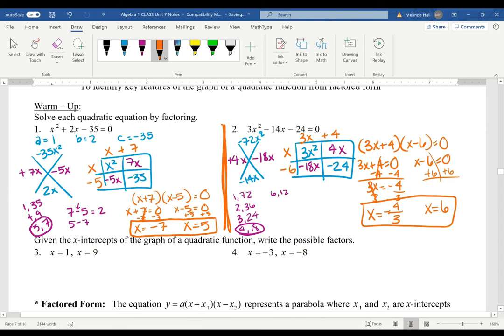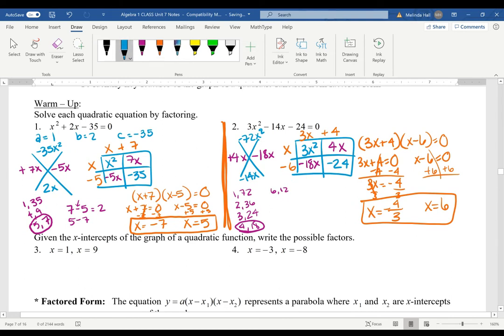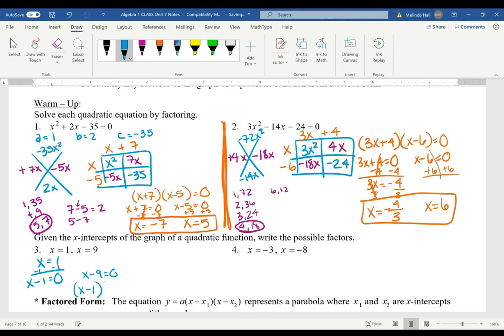Given the x-intercepts of the graph of a quadratic function, we want to write the possible factors. So here's the thing. If you have x equals 1, you really want it to be x plus or minus something equals 0, which means I would subtract the 1. And so then this would be x minus 1 equals 0. That kind of looks like what we were just doing in the last ones. And if I did the same thing to 9, I would end up with x minus 9 equals 0, which means my two factors are x minus 1, x minus 9. And this would be y equals.